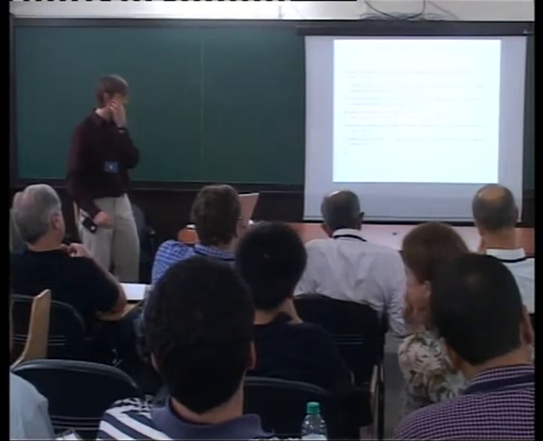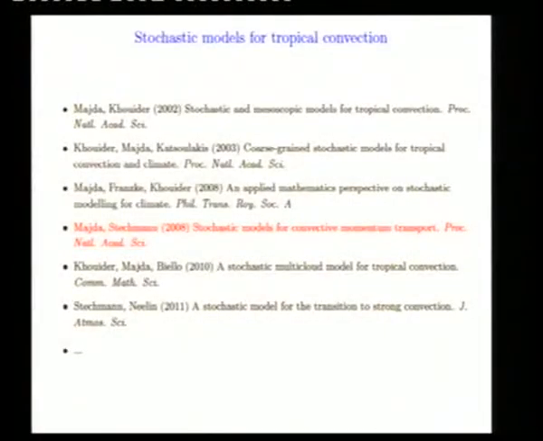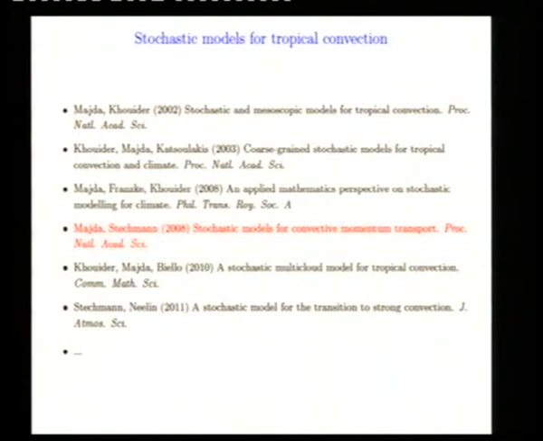Okay. And there's been lots of work on stochastic models for tropical convection. We just saw a whole talk on them. So there was some work in 2002 by Boulem and Andy on some earlier versions of stochastic parameterizations. This work that I'm going to talk about now is from 2008, and it's focusing on stochastic models for convective momentum transport.